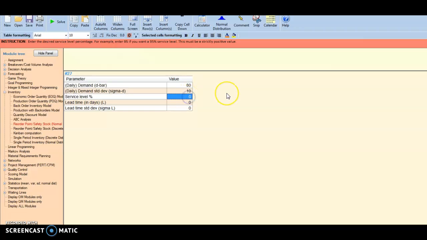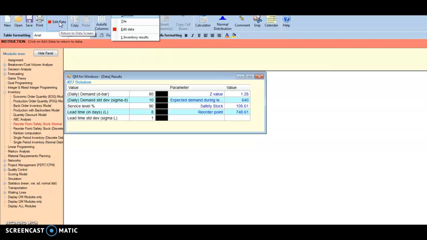My service level that I desire, in this case here, I wanted to have a stock out risk, number 27, the stock out risk that was acceptable was 10%, so that means that I want a 90% serviceability amount, and my lead time is given as being 8 days with a standard deviation of 1 day. So I can go ahead and hit solve, and that tells me that my safety stock is going to be 108, and my reorder point is going to be 748.61, rounded to 749 units.